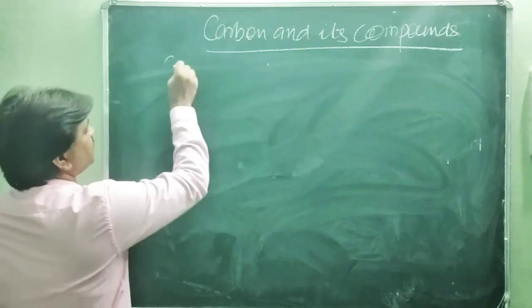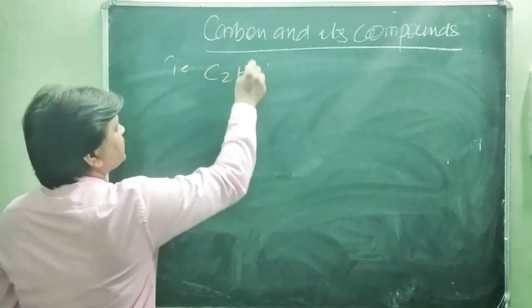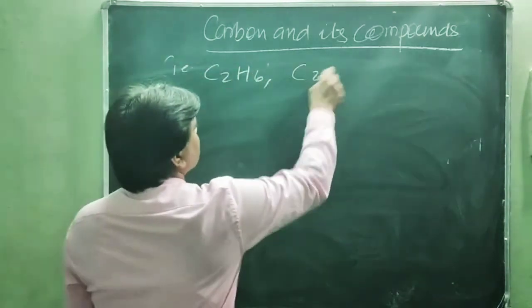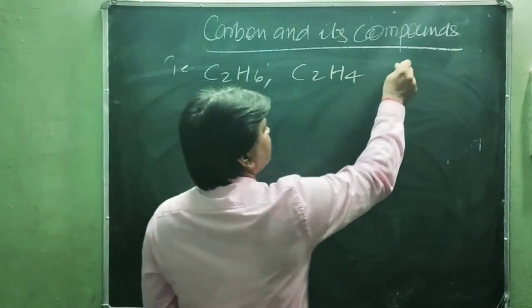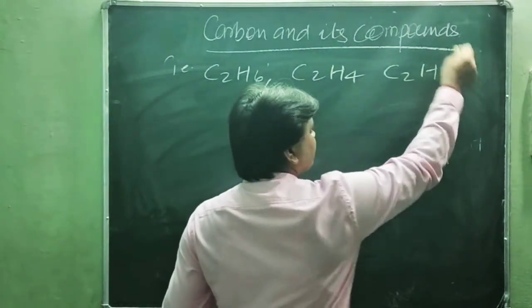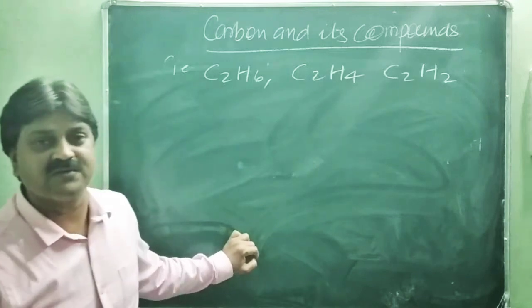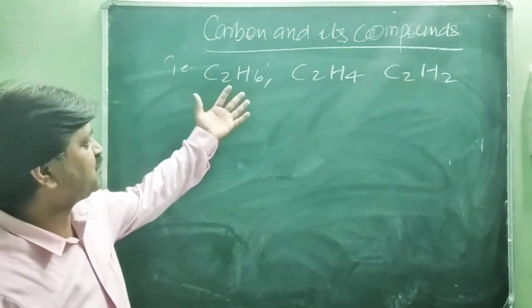That is C2H6, C2H4 and C2H2. How do you write the electronic dot structure of these compounds? So first, C2H6.